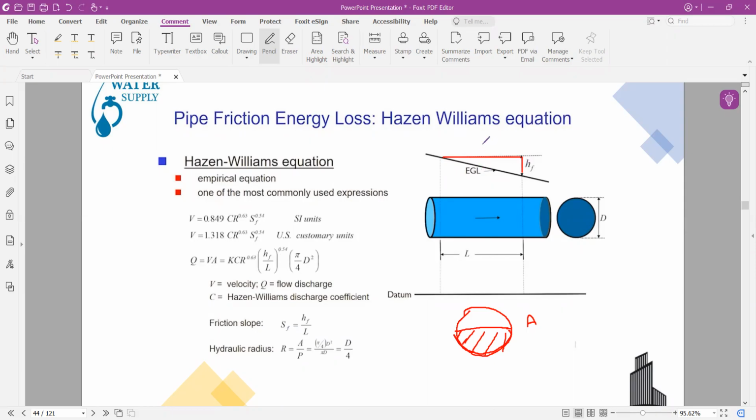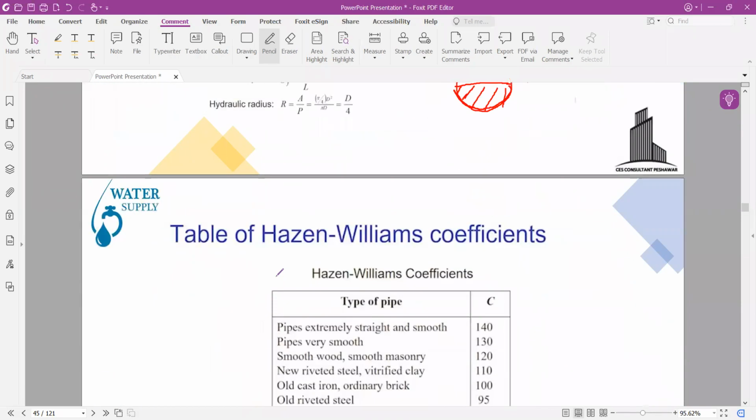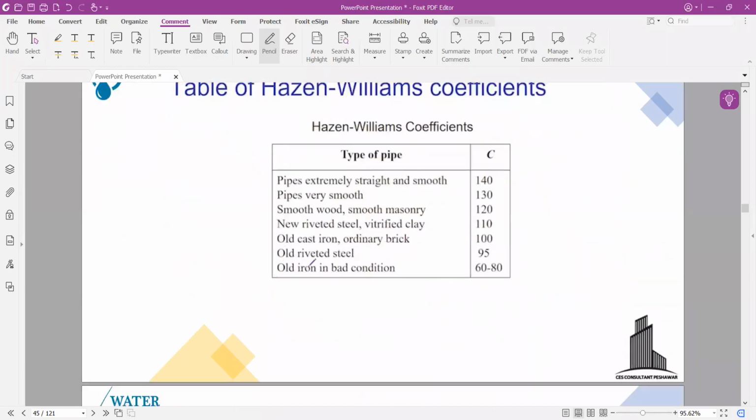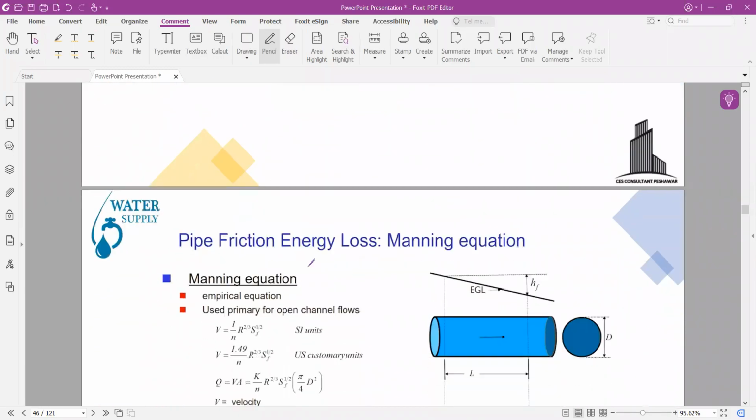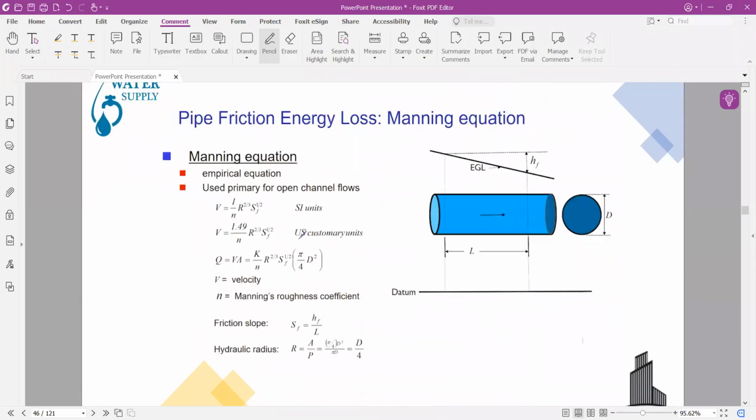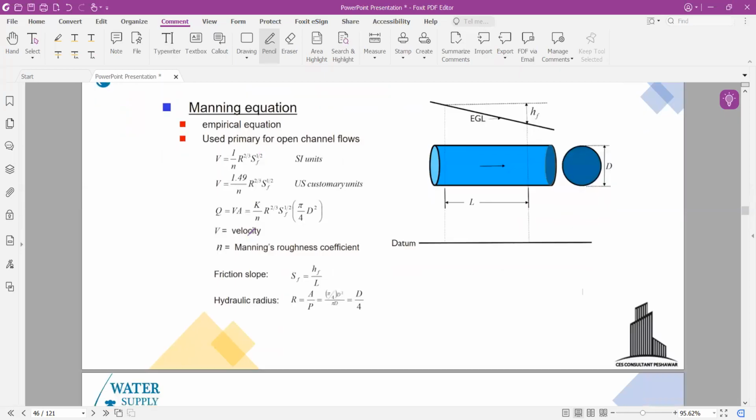So this is L. The ratio of HF divided by L gives us the slope of the energy grade line. So these are the Hazen-Williams coefficient, C. Similarly, the Manning equation: V is equal to 1 by n, the hydraulic radius raised to the power 2 by 3, and the slope of the energy grade line raised to the power 1 by 2. And for US customary units, you just have to replace 1 with 1.49.